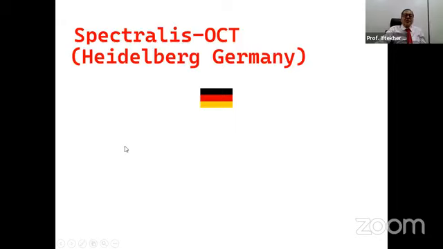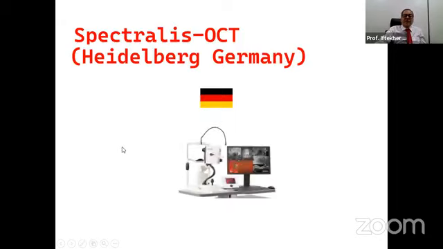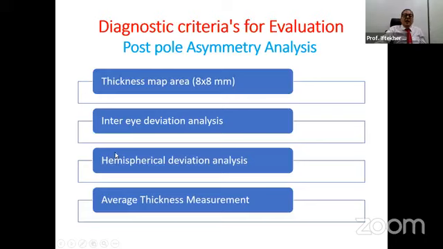Now, the Spectralis OCT from Heidelberg Engineering, Germany: the posterior pole analysis. The map is about 8 by 8 millimeters. The findings are expressed by the inter-eye and hemispheric deviation and the average thickness of the posterior pole.